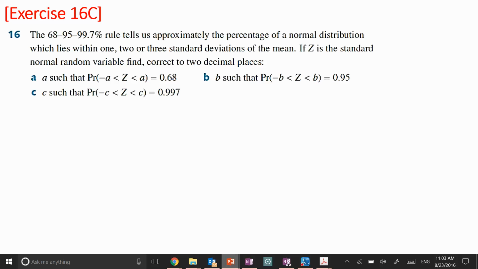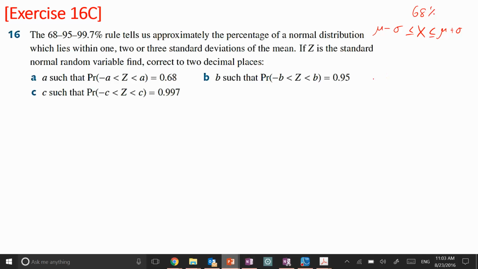16C, I'm just going to look at this problem here. I chose 16 as the last three questions because if you understand the theory, then you can do all questions really. So it says the 68, 95, 99.7% rule. If you've forgotten, I gave you yesterday three properties that you needed to know. If X was between the mean, one standard deviation below the mean, and one standard deviation above the mean, then it is approximately 68%.